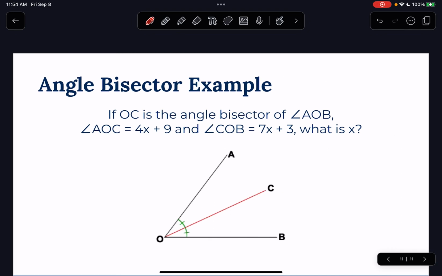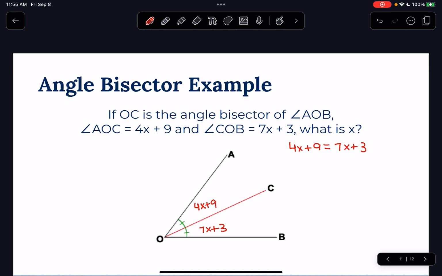Our final problem for today says if OC is the angle bisector of AOB, AOC is 4x plus 9, and COB is 7x plus 3. What is x? Now we know by the definition of an angle bisector that those two angles have to be equal to each other. AOC has to equal COB, so we can set up a problem where these two are equal. And we're going to solve.